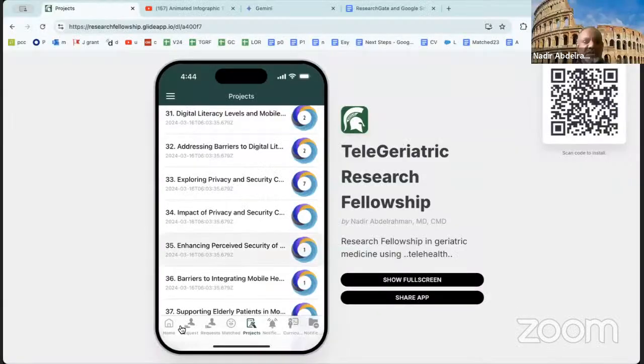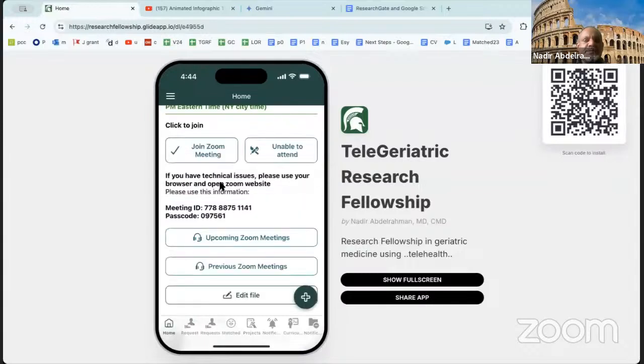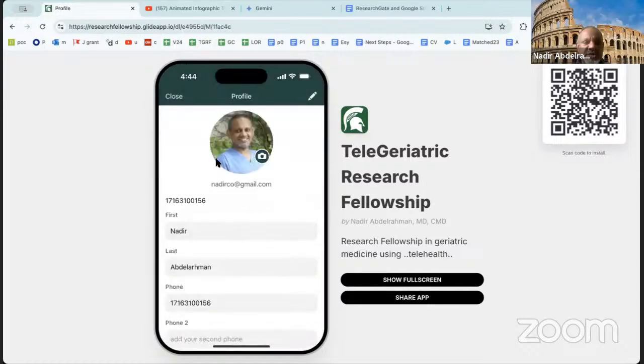Excuse me, Dr. Nader, regarding the letter of recommendation request in the app, there is a home and then request. So we request the letter of recommendation through the app. Yeah, so this is the app where you can add your bio. I think in your profile also you can add it.